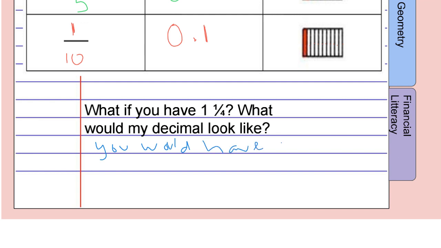And what? 0.25, because 1/4 is 0.25. So it would look like 1.25. So you put that one whole out front and that 0.25 behind, because you still have one whole, and then you have your 25 hundredths.